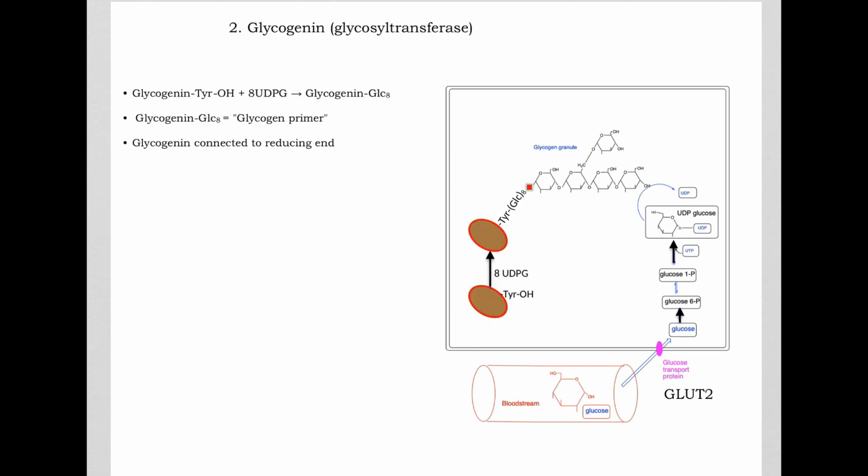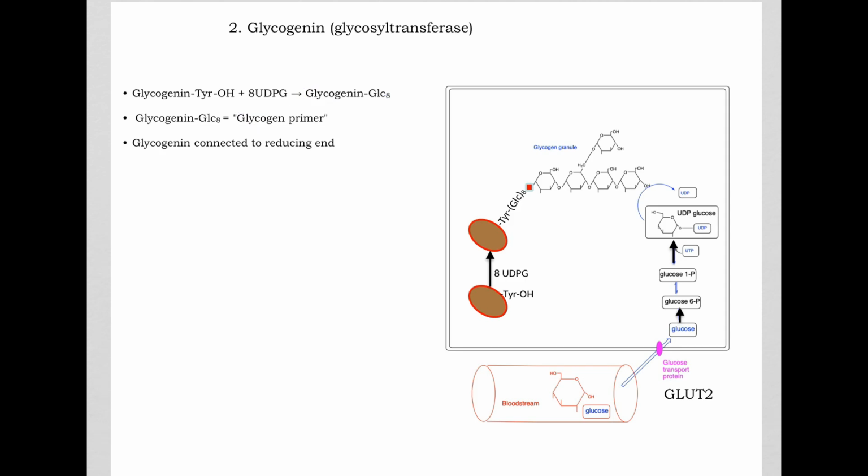So glycogen synthesis begins from this protein called glycogenin. We see the tyrosine hydroxyl group of glycogenin, and to this hydroxyl group will be connected 8 glucose units. These glucose come from a reactive form of glucose called UDPG, which we'll talk about in a few seconds. So attachment of 8 glucose to glycogenin gives us what we call a glycogen primer.